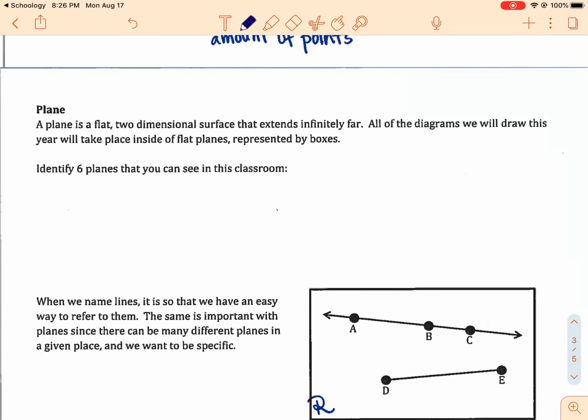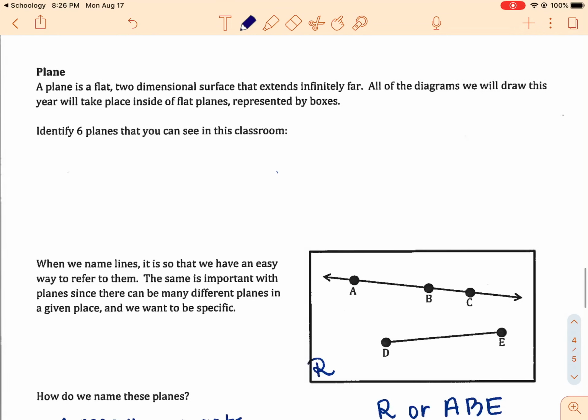If we move on to planes, think about a plane. I've always described it as like a sheet of paper, a flat surface, two-dimensional, but it extends infinitely far. So it goes on forever. So it's a flat piece of paper that extends infinitely long.